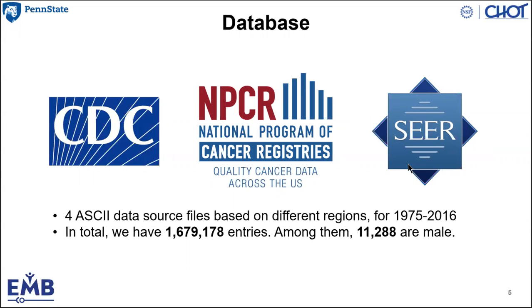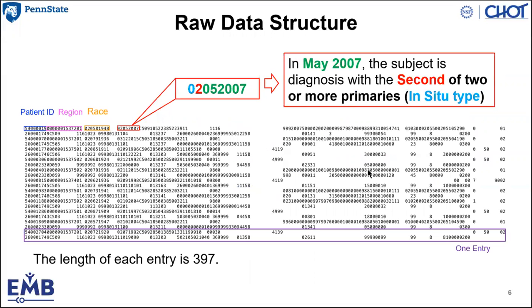For the data, we use the database from SEER, and we eliminate male breast cancer cases because in this study we only consider female breast cancer. Here is the real data structure from our database. For each entry, we have in total 397 positions to represent all kinds of information, like patient ID and the region where the patient gets treatment. Further, each position provides some information like the treatment they have received, their age, the cancer stage and so on.